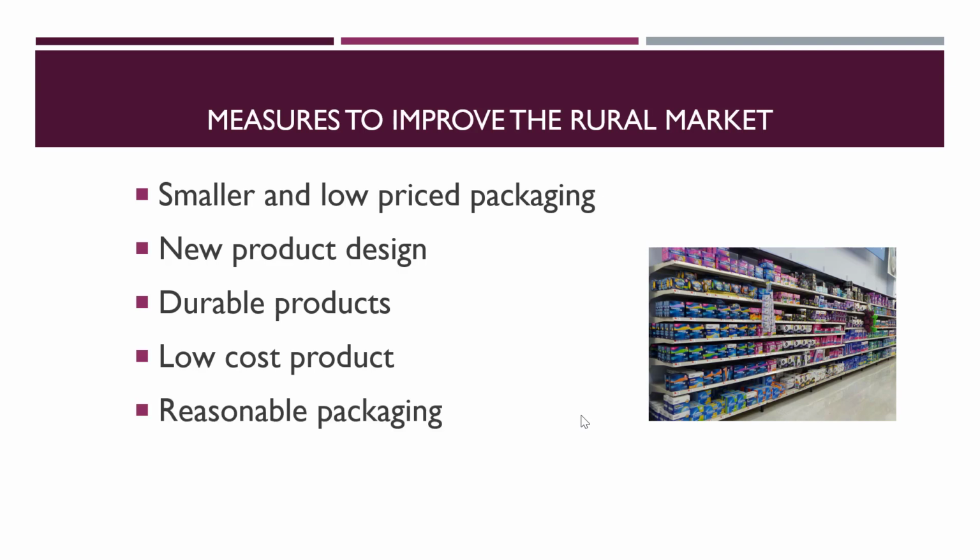Next is reasonable packaging. We have seen a lot of goods where the company spends a lot on packaging. So if we could reduce this expenditure and make reasonable packaging, it may also lower the final price of the goods and make them affordable to the people in the rural market.